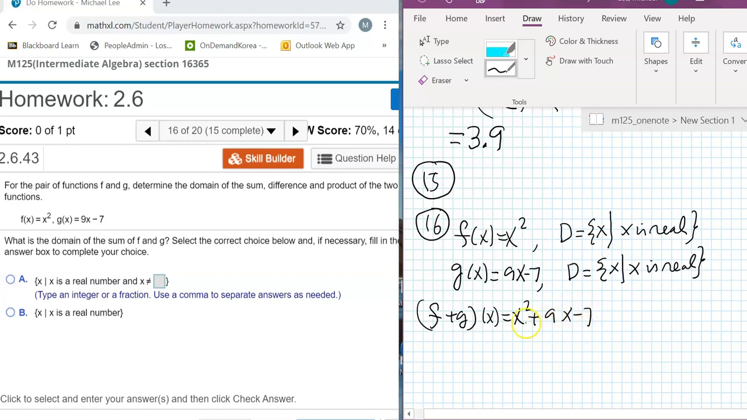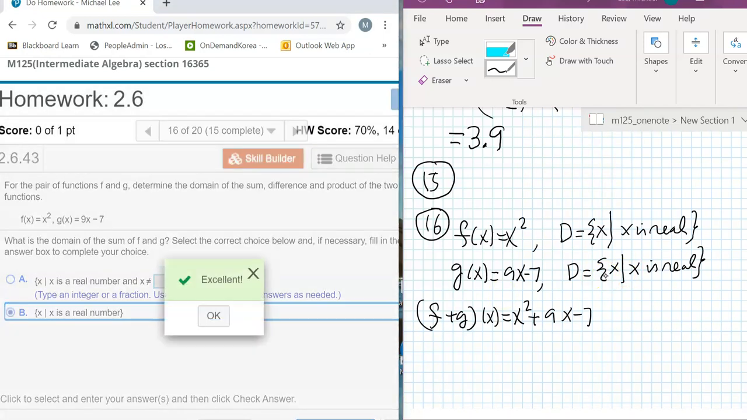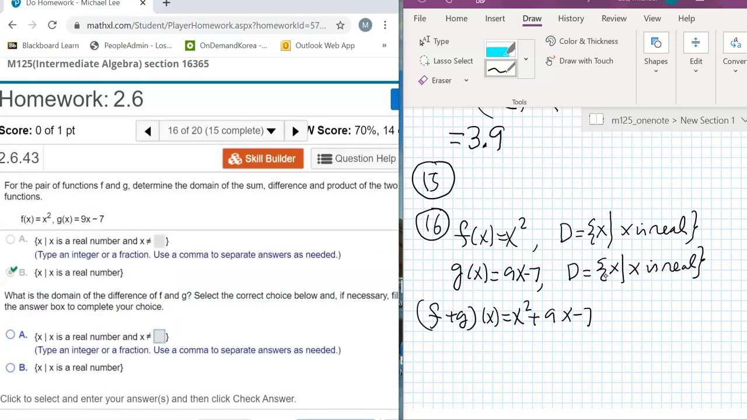Okay. So that's a polynomial, so it has no restriction. So the answer is all real numbers. Okay. And then let's do 16.